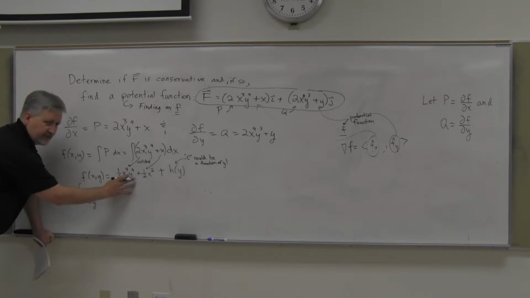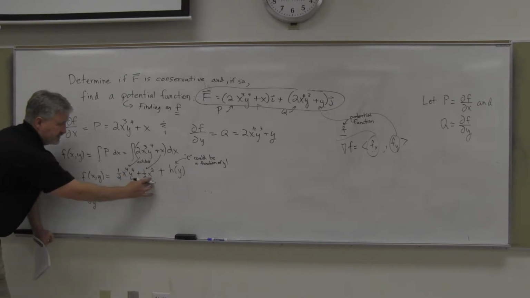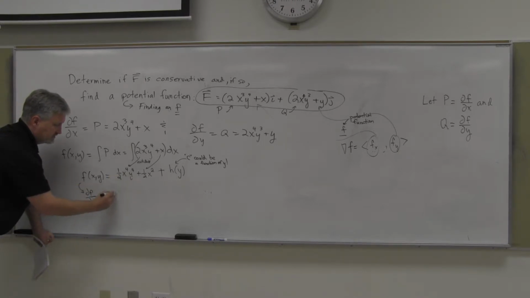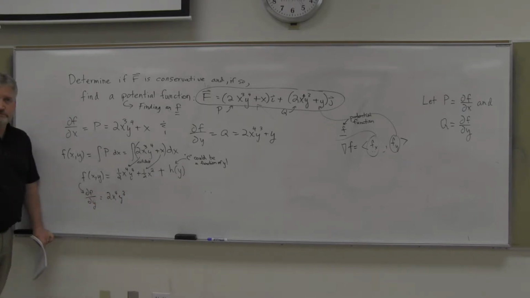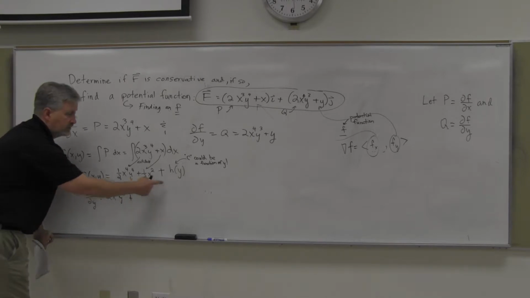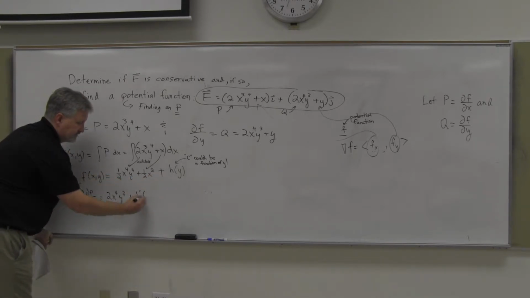All right, so if I do the partial of that with respect to y, each term of this, so what would be the partial of that with respect to y? Well, the 4 would come down, so that'd be 2x to the 4th y cubed. That's 0. What's the partial of that with respect to y? Well, whatever it is, it's the derivative.